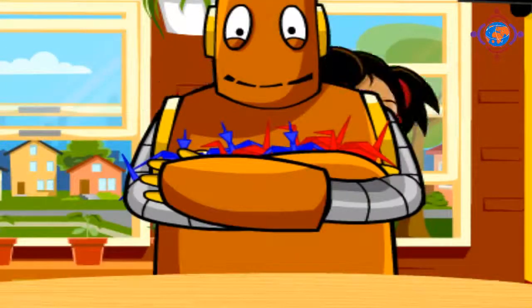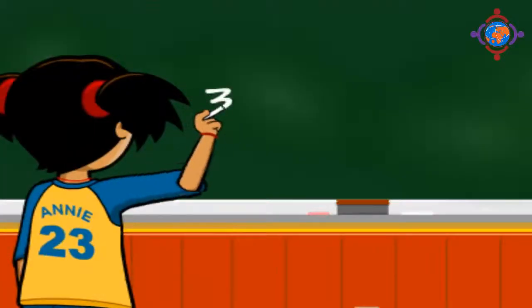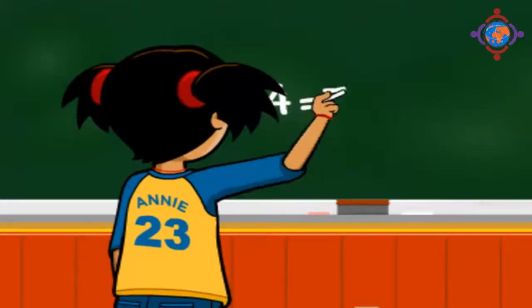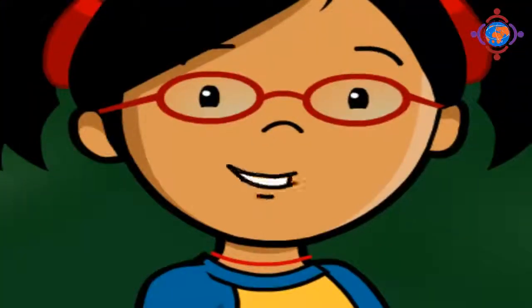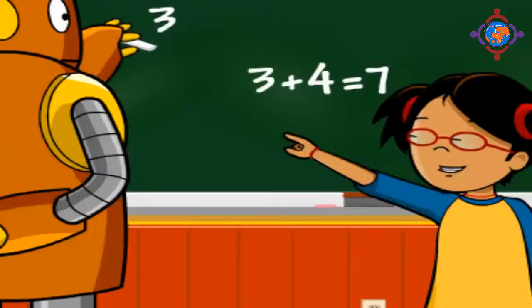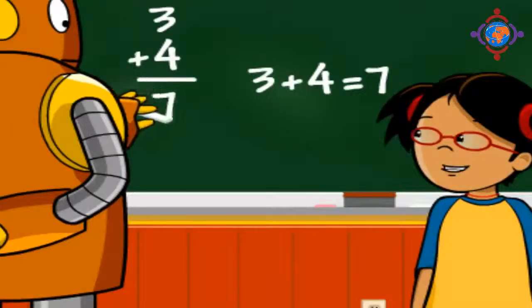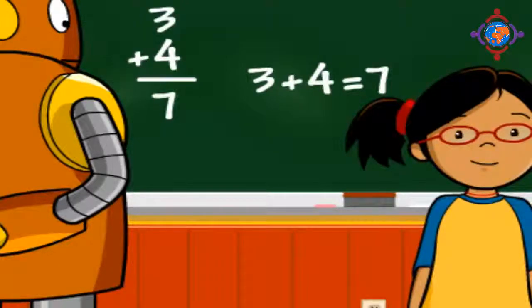Hey, another way to add is to write a number sentence. 3 plus 4 is equal to 7. Right, the total can be called the sum. And you can also write the number sentence up and down instead of across. I guess there's lots of good ways to add.